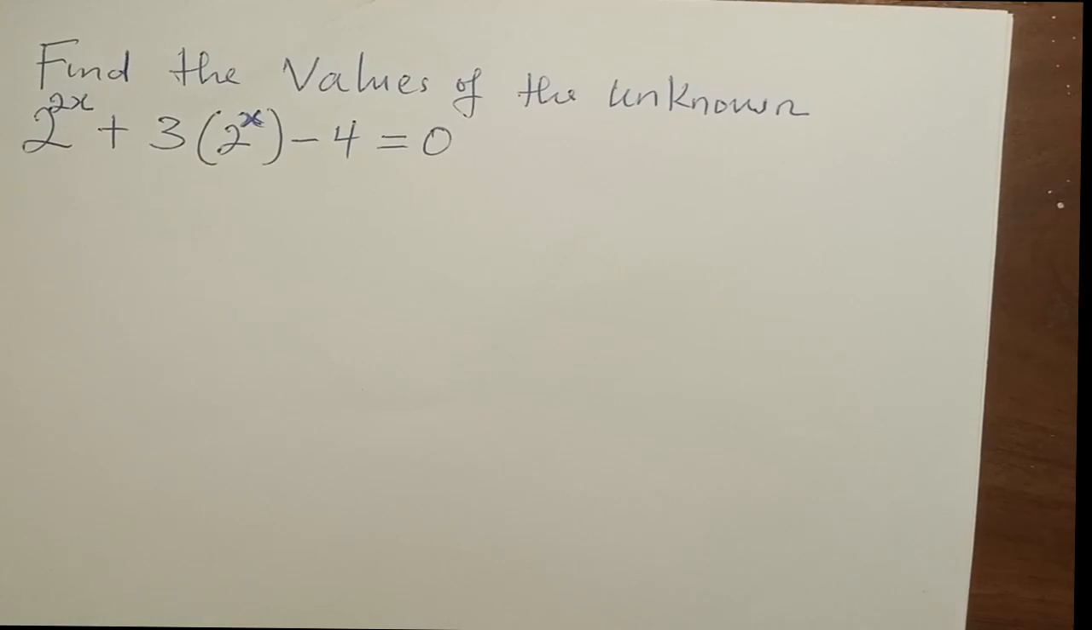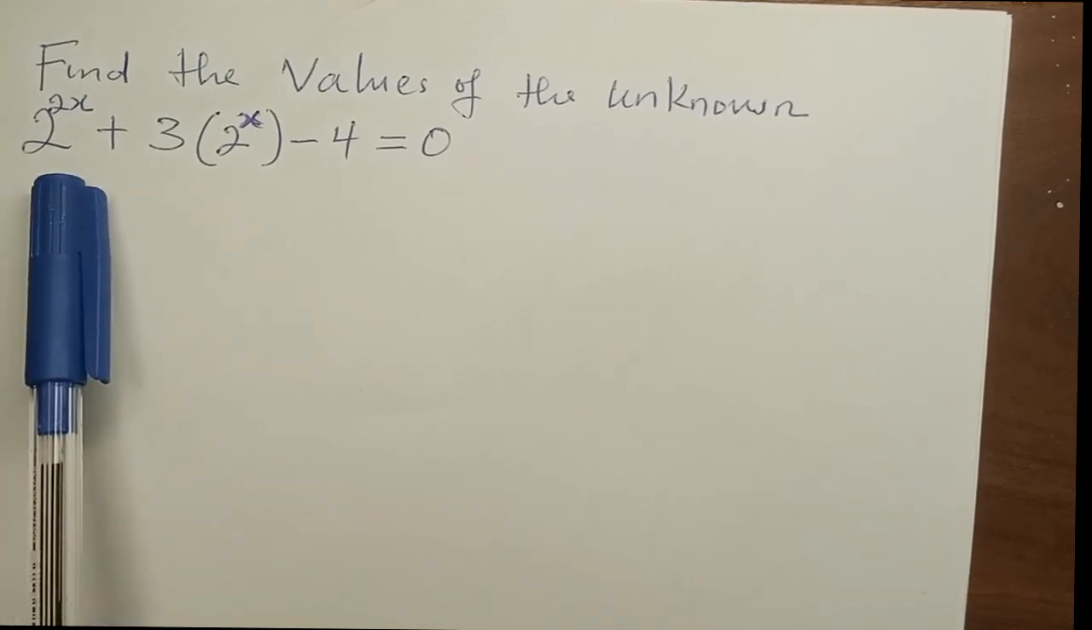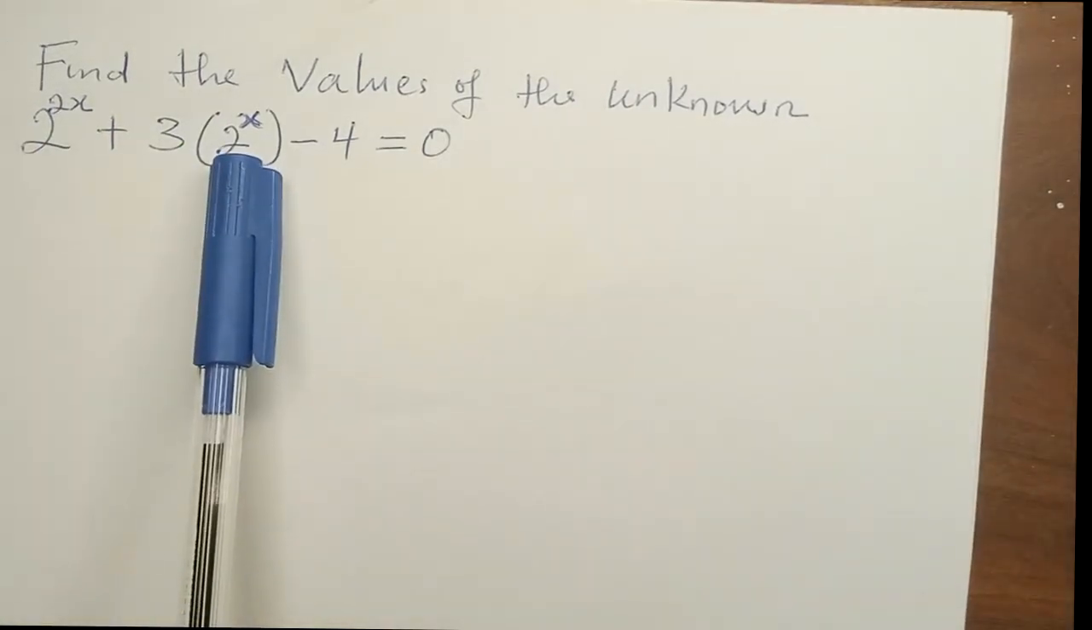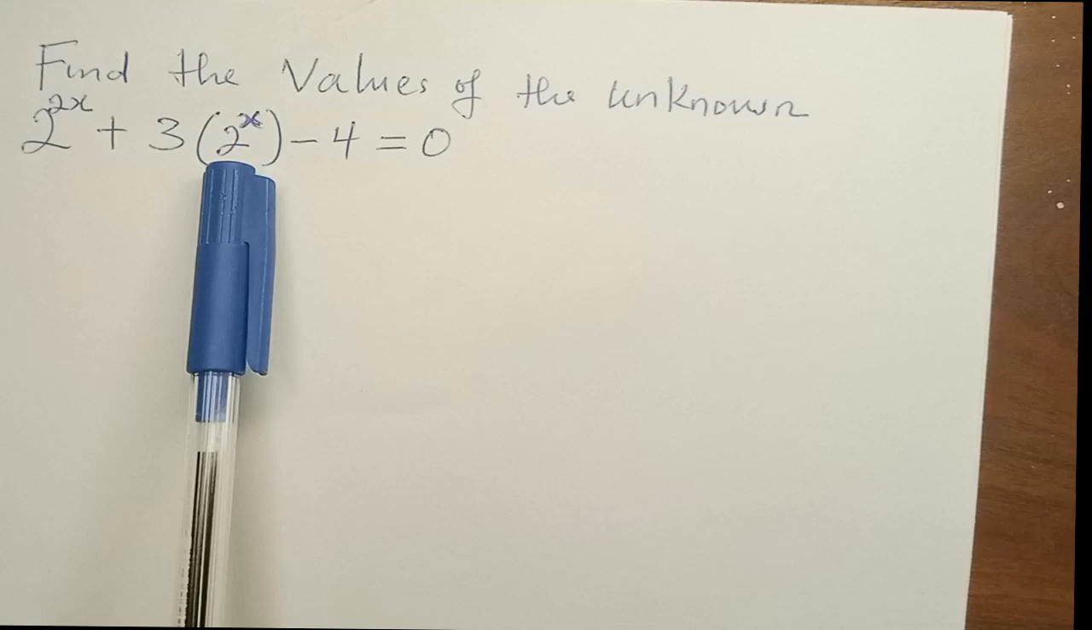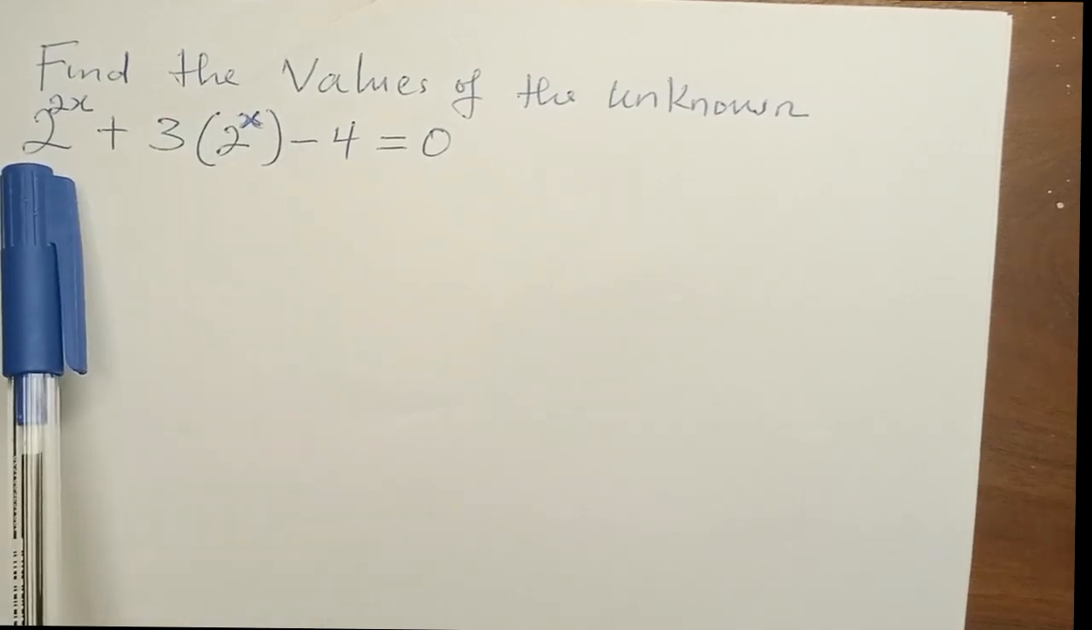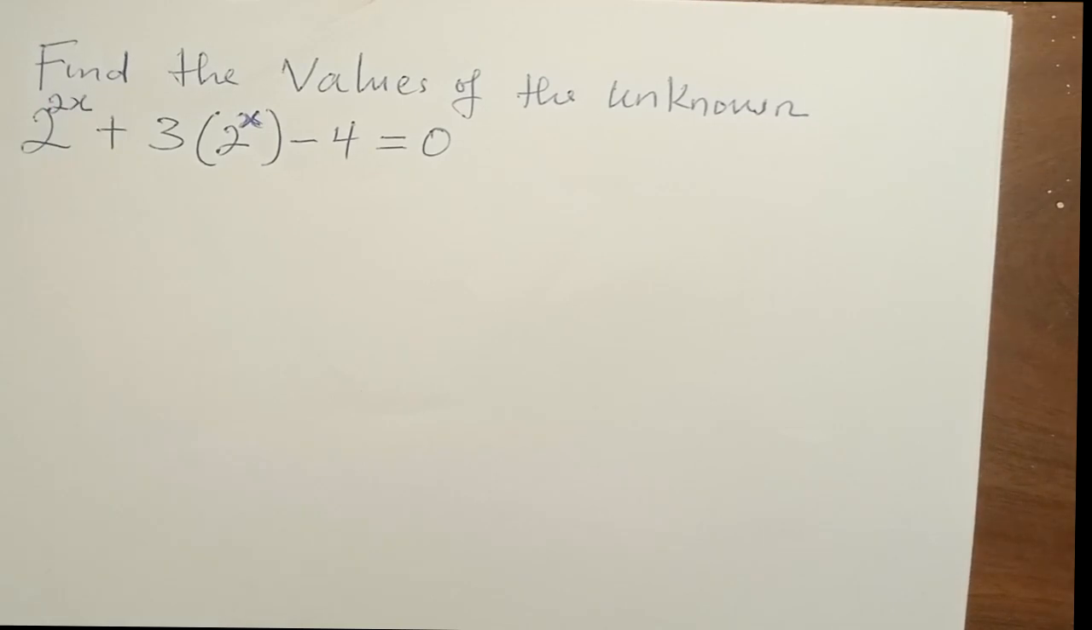Looking at this expression, I want us to find the value of the unknown, which is x. To get the value of the unknown, you're going to see that in the expression we have 2 to the power 2x, and we also have 2x here. But here, 2 is the base and x is the power. We also have 2 here as base, and there is also x here as power.